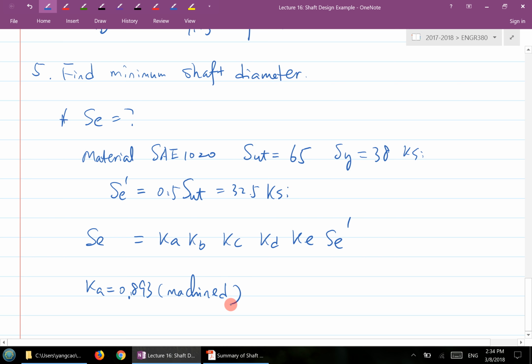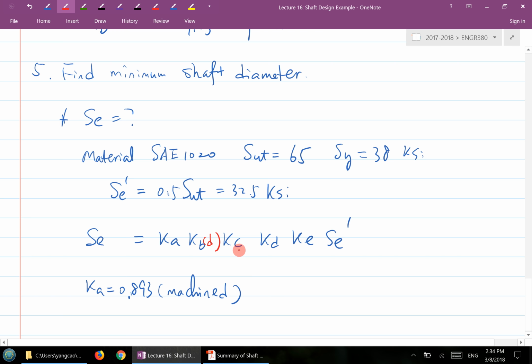And then the KB here is a size factor. If you recall, the size factor depends on what? It depends on the diameter, right? The diameter of the shaft. But we don't know the shaft diameter, so we can't do anything. So we leave the KB as it is. But just know that KB is a function of the shaft diameter.